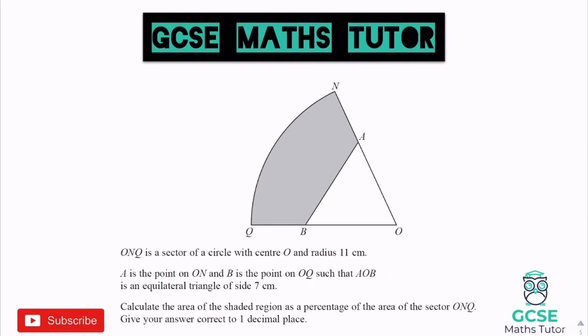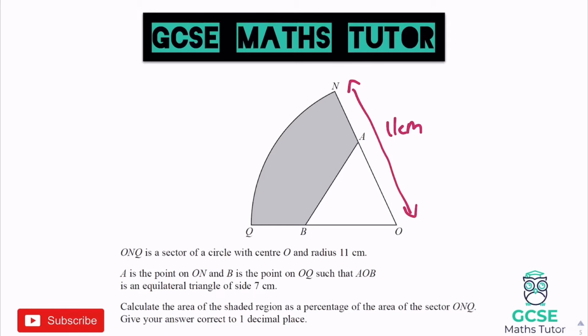Right, okay, so here's a question. I'm going to do this one question, then I've got a similar-ish question for you to have a go at. It says ONQ is a sector of a circle with centre O, radius 11. Now there's no numbers on this diagram, so I'm going to put that on myself. So the radius here is 11 centimetres. Then it says it's an equilateral triangle, side length 7.